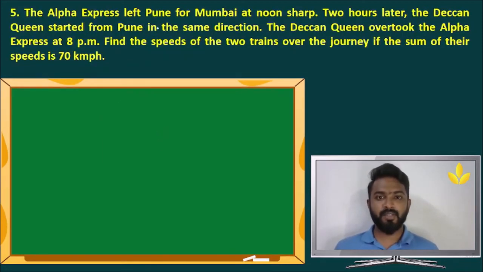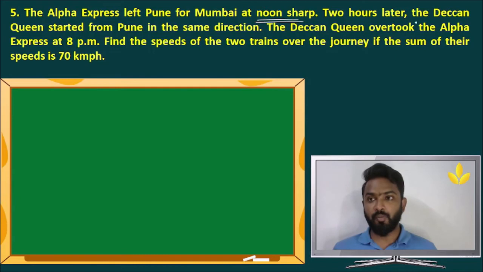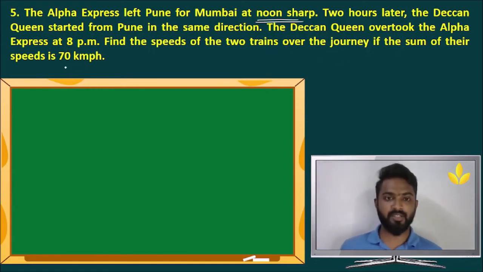The Alpha Express left Pune for Mumbai at noon sharp, that is at 12 o'clock. 2 hours later, that is at 2 p.m., the Deccan Queen started from Pune in the same direction. The Deccan Queen overtook the Alpha Express at 8 p.m. Find the speeds of the two trains over the journey if the sum of their speeds is 70 km per hour.